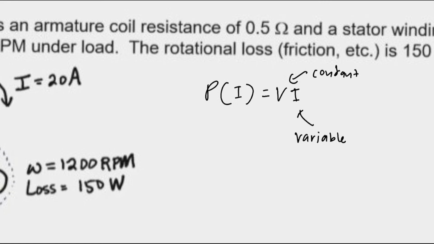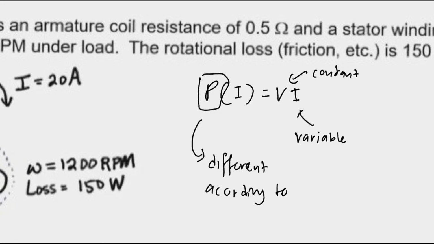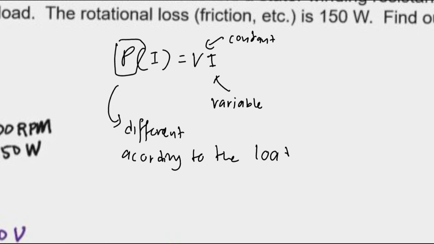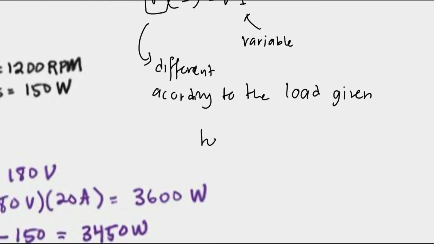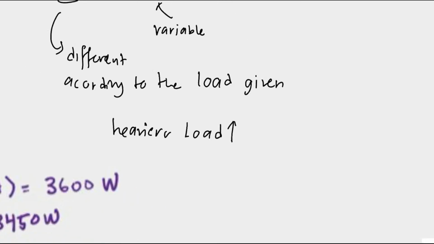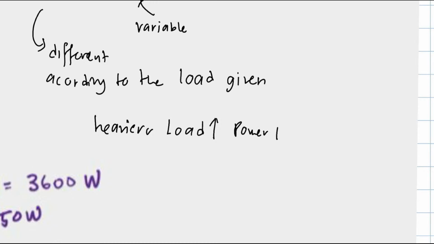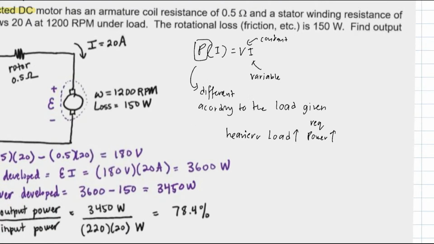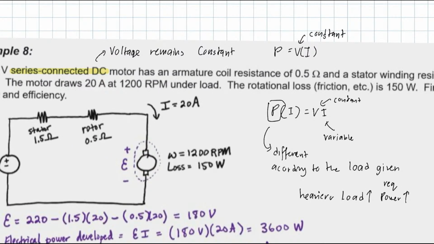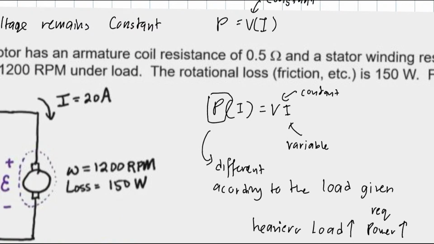This is constant, because the power is different according to the load given. If the load is heavier, the required power will increase. That is why usually V is constant and the current is the one that changes.